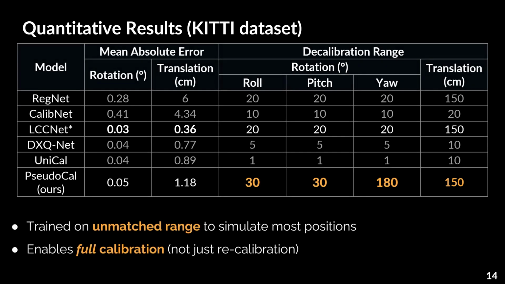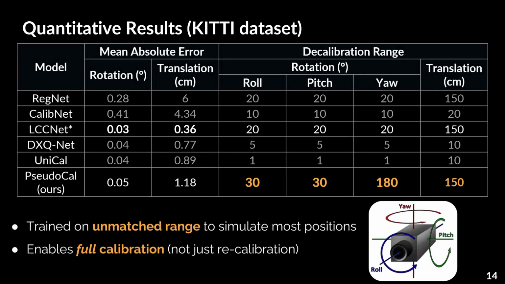Now, here are some quantitative results on the KITTI dataset. As you can see, our method is competitive with state-of-the-art in terms of absolute error. However, some methods such as LCCNet offer an even better accuracy by using multiple scenes and an iterative refinement. While this could have been implemented in our method, this is not the objective of our work.